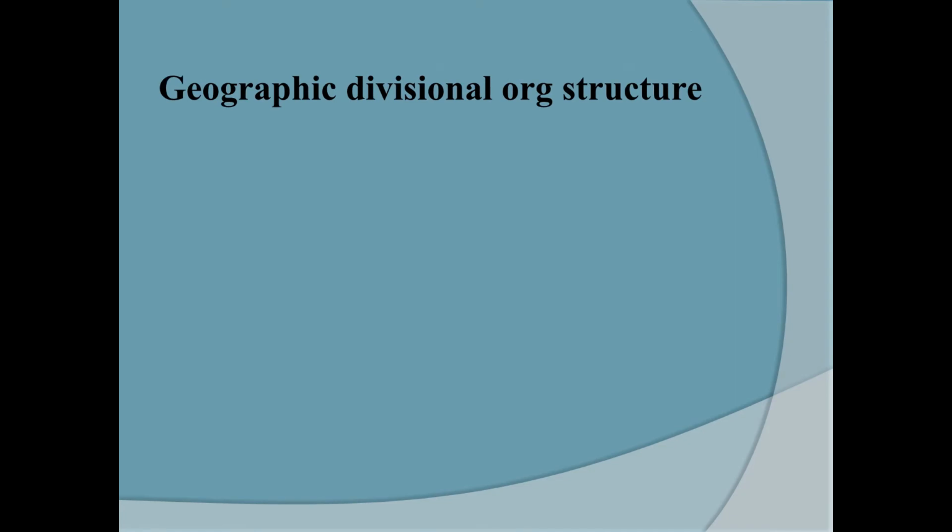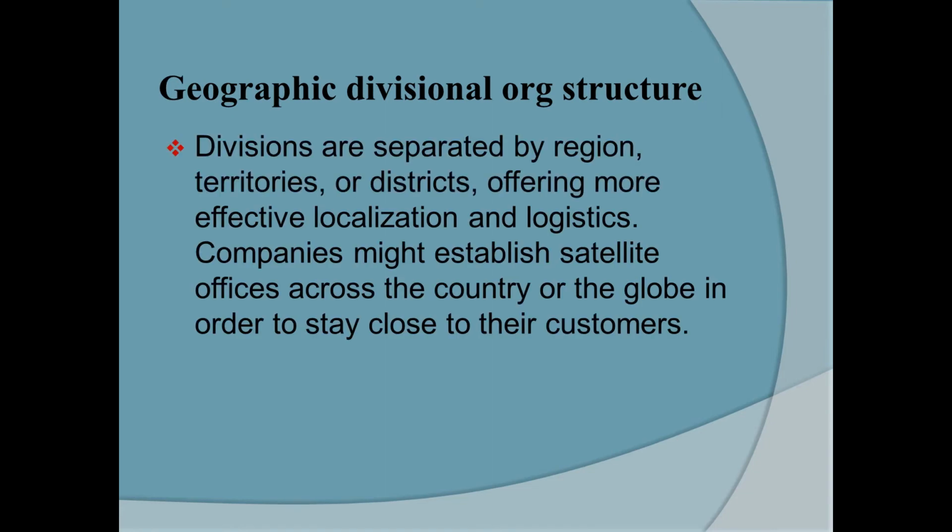So under divisional org structure, we also have the geographic. So divisions are separated by region, territories, or districts, offering more effective localization and logistics. Companies may establish satellite offices across the country or the globe in order to stay close to their customers.